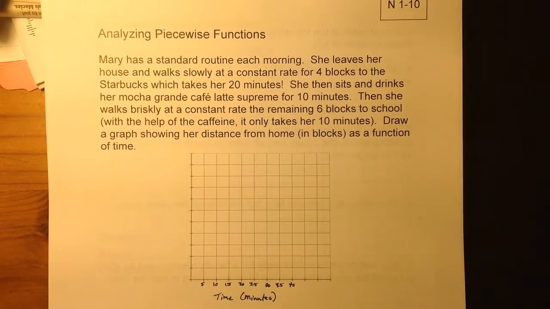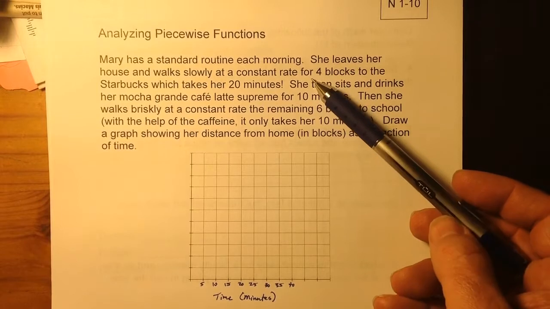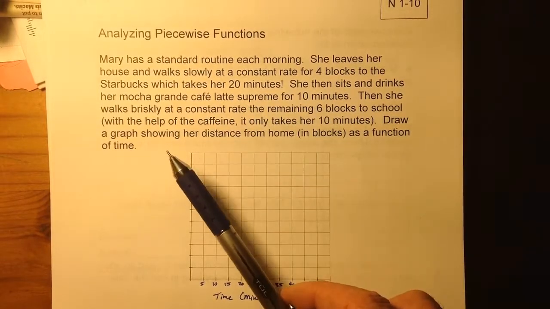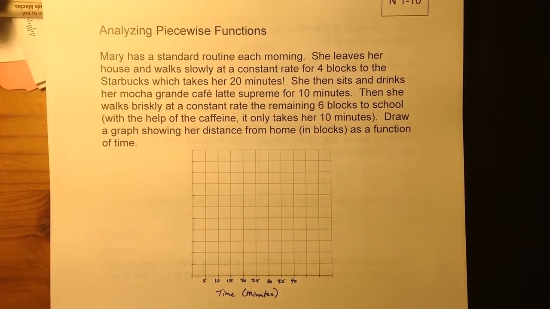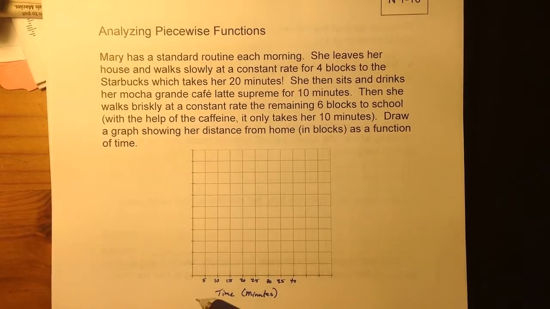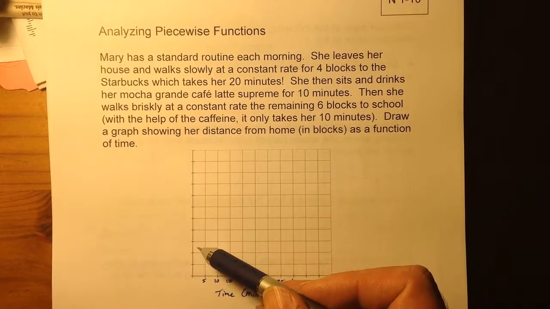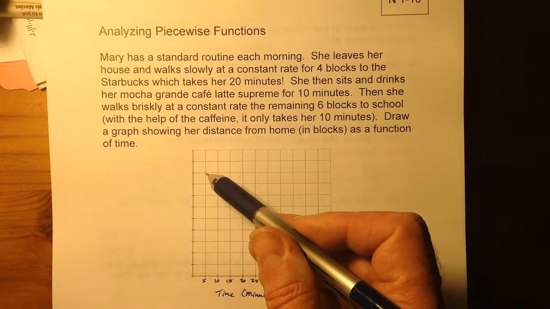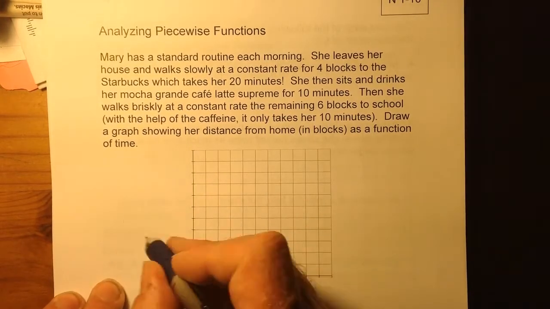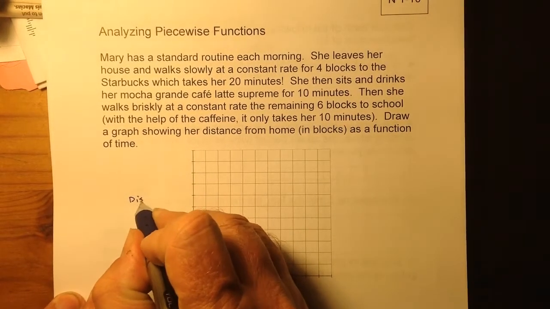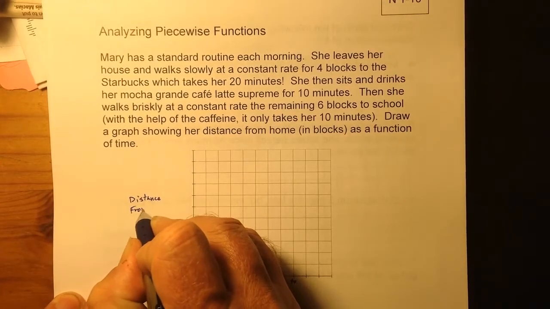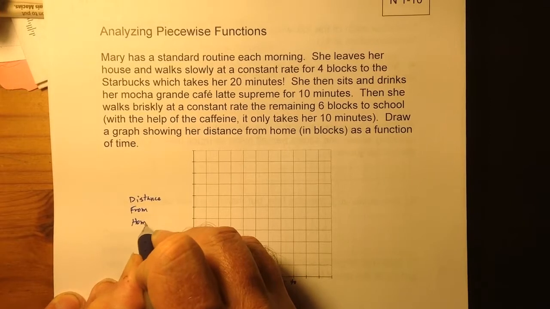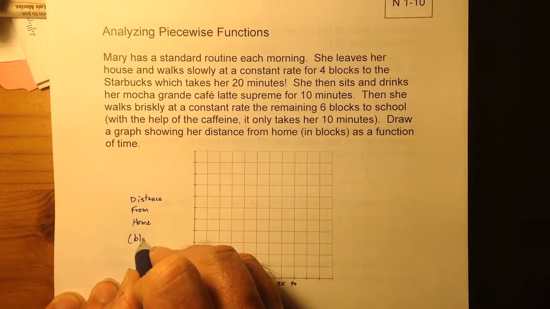Okay. Now she is going 4 blocks, and then she sits for a while, and then she goes 6 more blocks. So I need 10 blocks going up here. And so I think I've got plenty of room to do 1 line per block. Really, I've got 2, 3, 4, 5, 6, 7, 8, 9, 10. Yes, I can. So we'll say distance from home. And the unit is blocks.